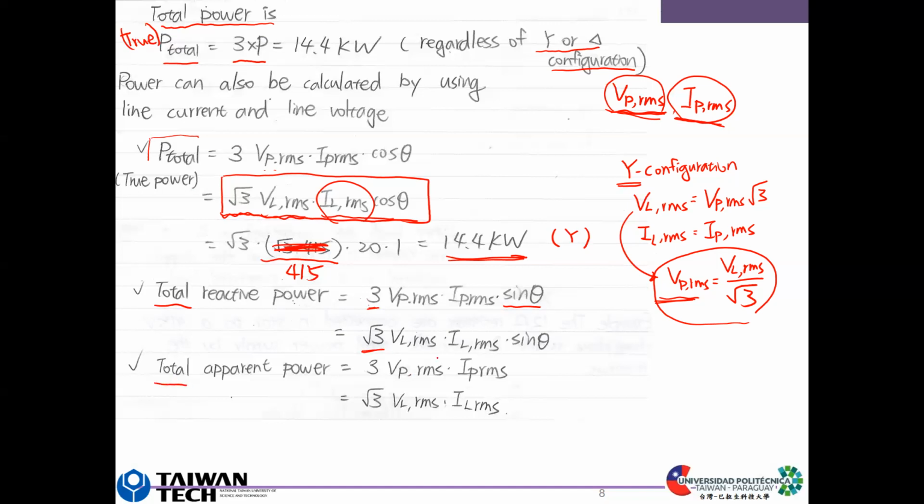And if you are given the phase voltage and this phase current, it is 3 times VPRMS times IPRMS. And if we are using the line voltage and line current, it's square root of 3 times VLRMS times ILRMS. Okay, so this is how we calculate the power of either a Y configuration or a delta configuration. Okay, so that's how we do it.